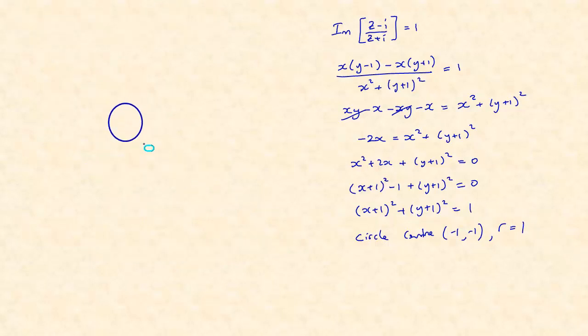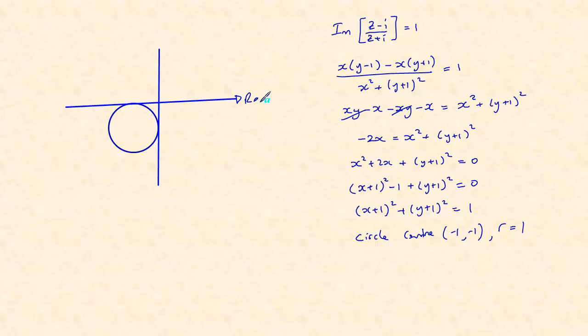So what we have is a circle, and we're going to have the axes, which is going to be like so. So we've got the real axis here and the imaginary axis here, and we know that this is at negative 1, and negative 1, and the radius is 1, and hence it's just touching the axis.